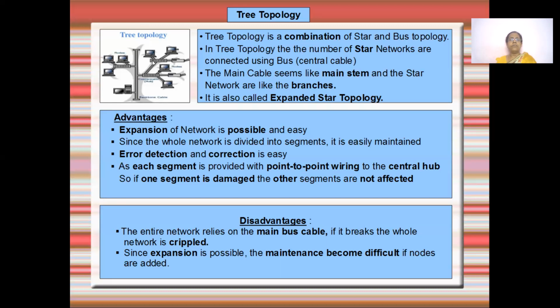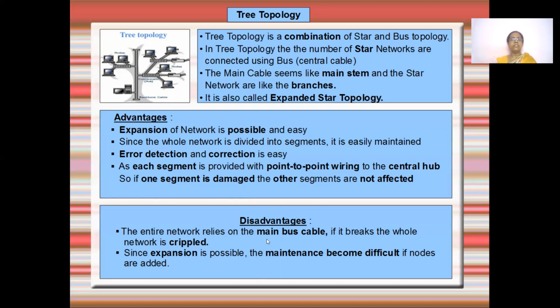Error is detected very easily, and doing the corrections or maintenance is very easy. Each segment is provided with a point-to-point connection, because in the star topology it is provided with hubs. So point-to-point connections are there because it has a central hub. If one segment is damaged, the other segments can work. If one branch is not working, the other branches will work and they will not get affected.